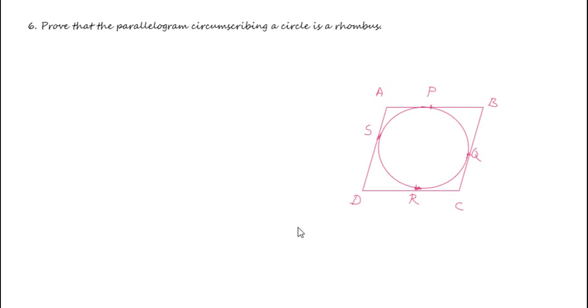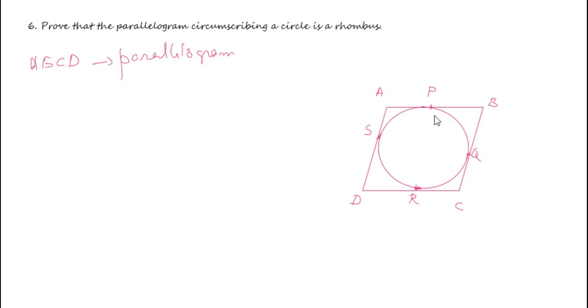Next problem, problem number 6. Prove that the parallelogram circumscribing a circle is a rhombus. What is given? ABCD is a parallelogram. It is circumscribing a circle. We need to prove that this is a rhombus.